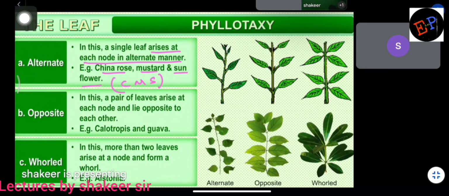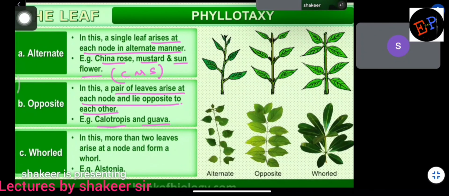Next one is opposite. What is meant by opposite? A pair of leaves arise at each node and lie opposite to each other. Examples are Calotropis and guava. Whorled: more than two leaves arise at a node and form a whorl. Are you able to understand now? An example of this one is Alstonia. So these examples you must remember. CMS, China rose, mustard and sunflower, for alternate type of phyllotaxy. Calotropis and guava for opposite. Alstonia for whorled type of phyllotaxy.